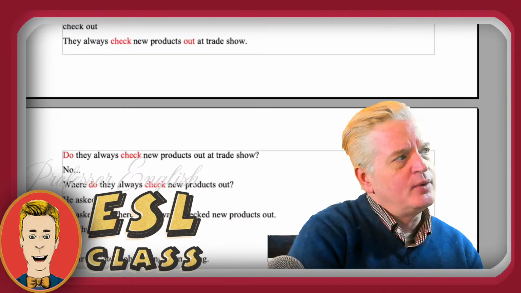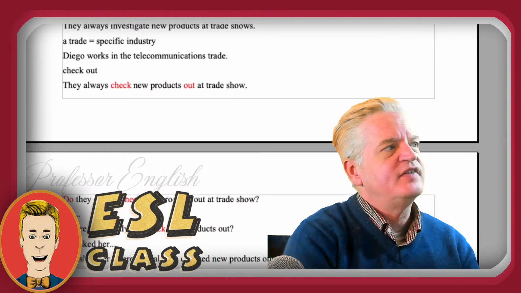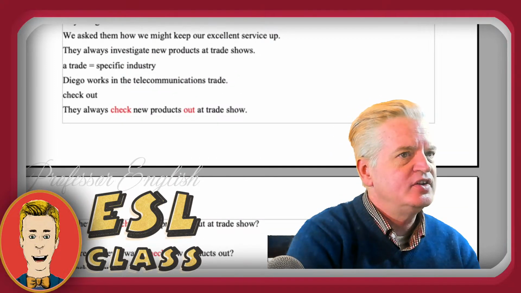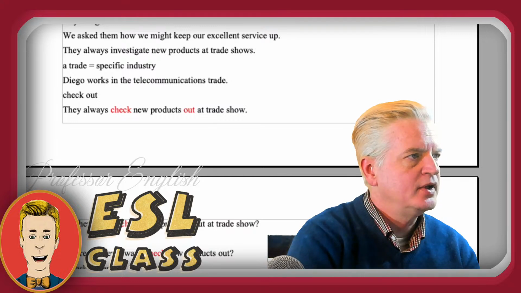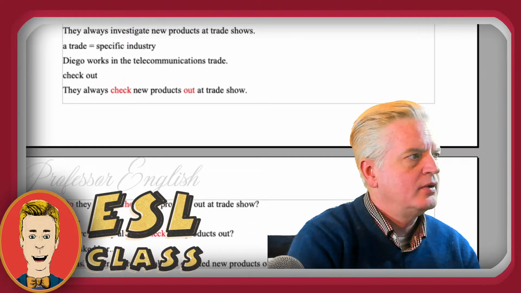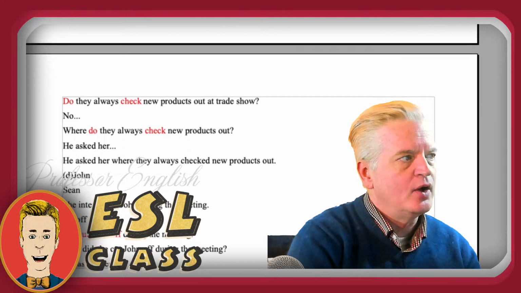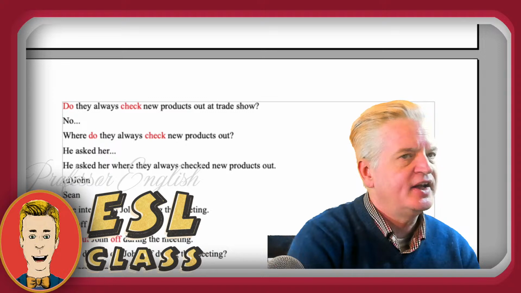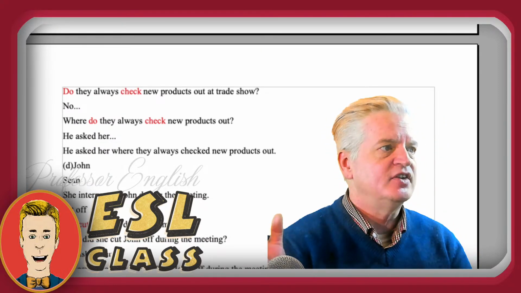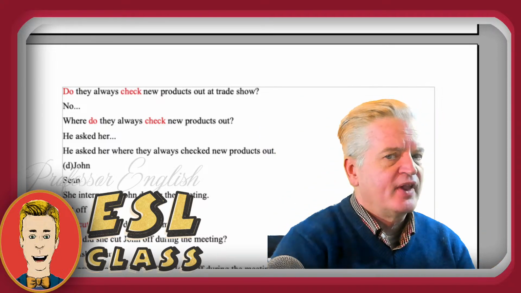So let's change our sentence, which is, they always investigate new products at trade shows, and let's use the phrasal verb check out. They always check out new products at trade shows. Now this is a separable phrasal verb. That means that you can take the object and you can put the object inside the verb.